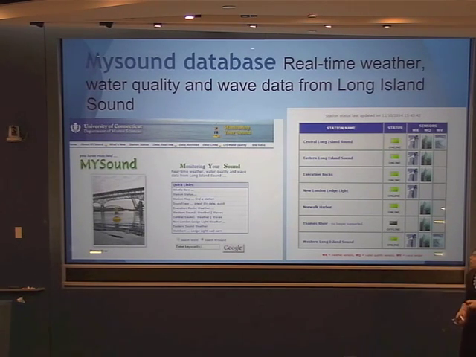I use a database called MySound. It's a database sponsored through the University of Connecticut, and they have water quality sensors all throughout the Long Island Sound. The students can retrieve water quality data. They can also retrieve weather data and wave data.